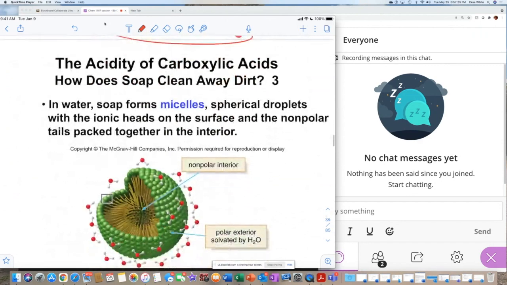Right? So we're told here that in water, soap forms micelles. These are spherical droplets with the ionic heads on the surface. So these are the ionic heads right here, the green dots. These are the ionic heads.